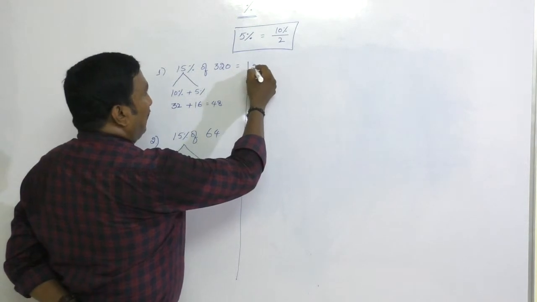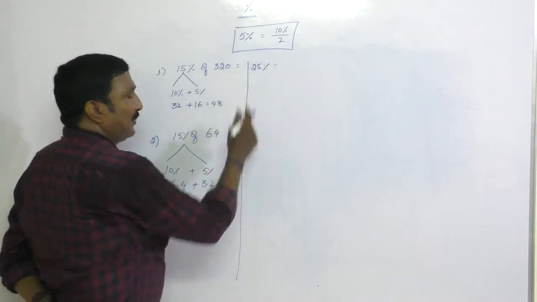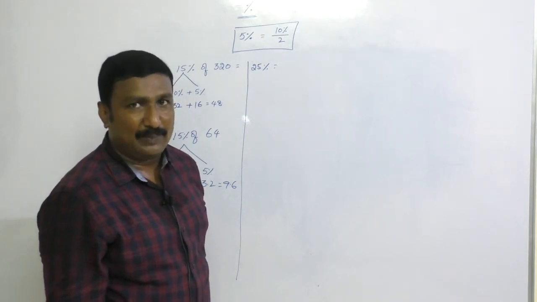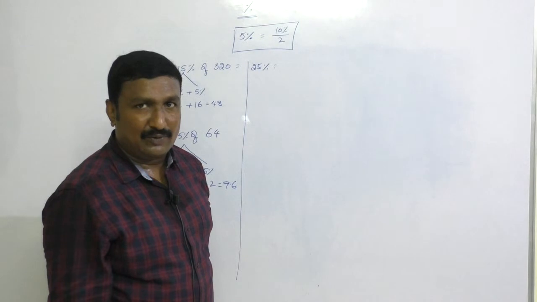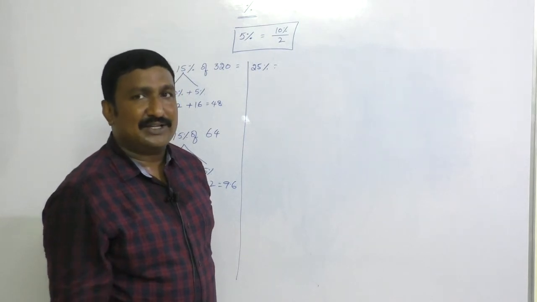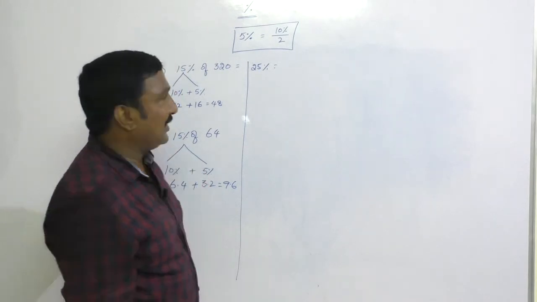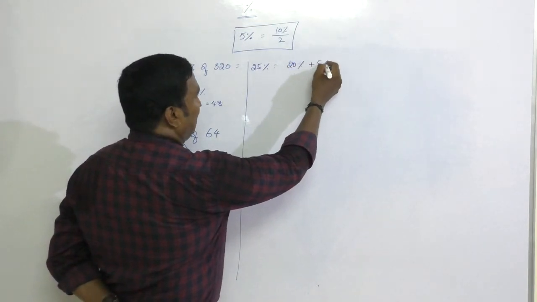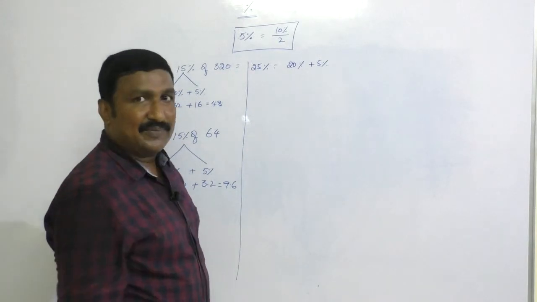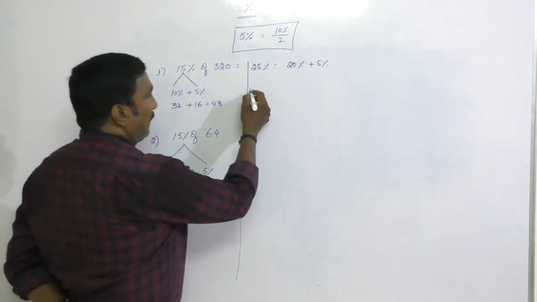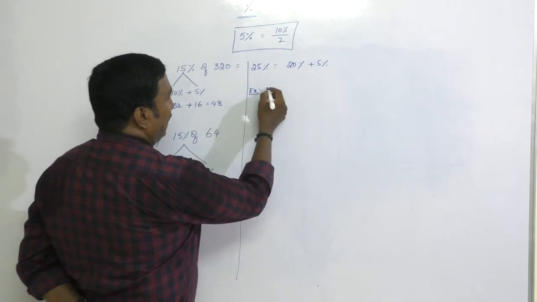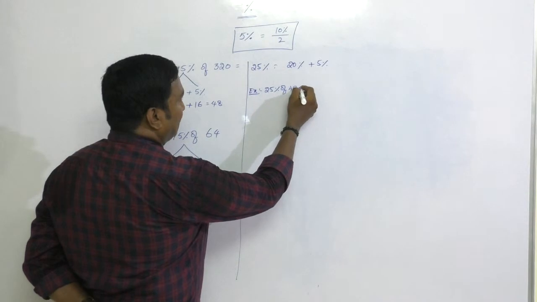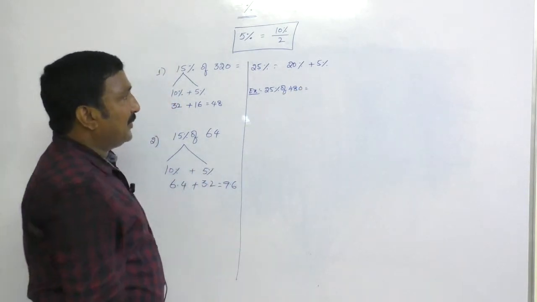Now similarly, if I want to calculate 25%, friends, 25% means we have the direct value in the percentage main concept. 25% is nothing but 1 by 4. We can divide it by 4. But here, according to our simplification in percentages, 25% can be written as 20% plus 5%. That is the 25%. Right? Example, 25% of 480.